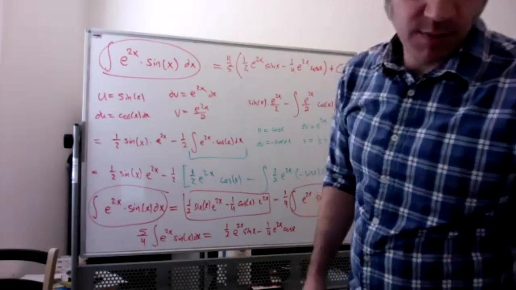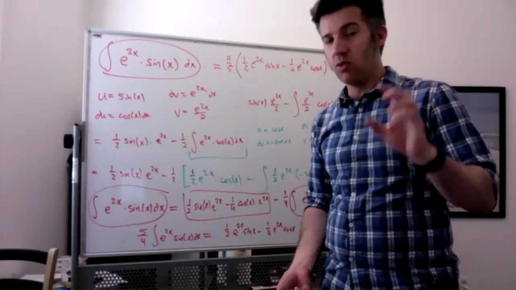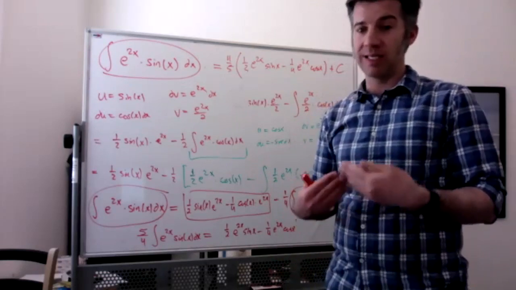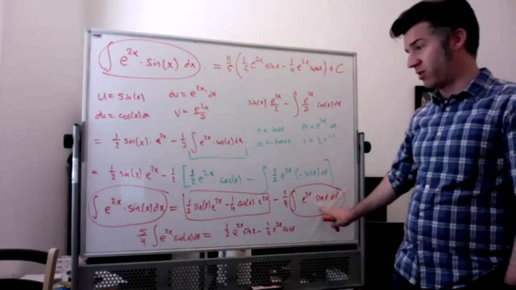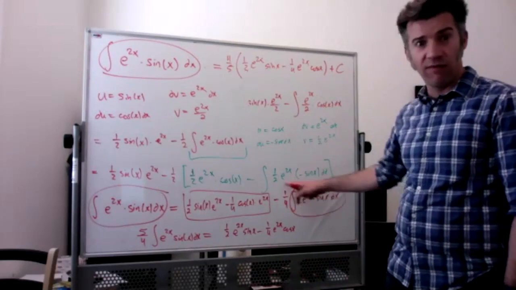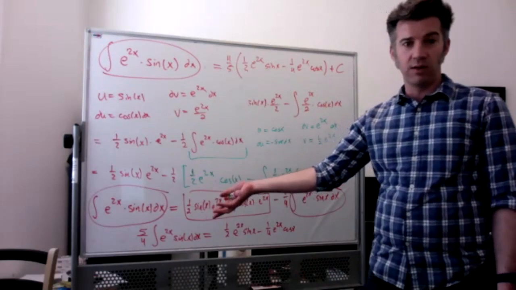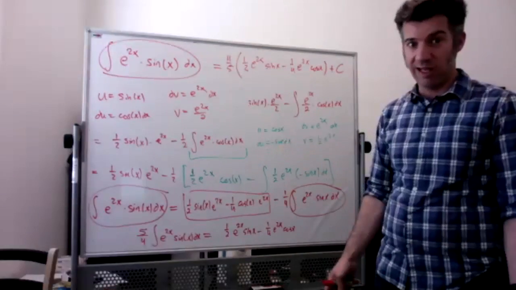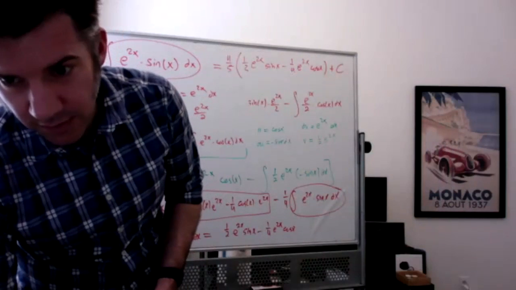These types of problems where it's e to the something times either sine or cosine, you do integration by parts exactly twice, and then you're going to have the same integral you started with show up again, maybe with some coefficient on it, and then you're going to add that to the other side, and then you're going to multiply both sides by the reciprocal of the coefficient. And that's kind of it. Let's do another one.